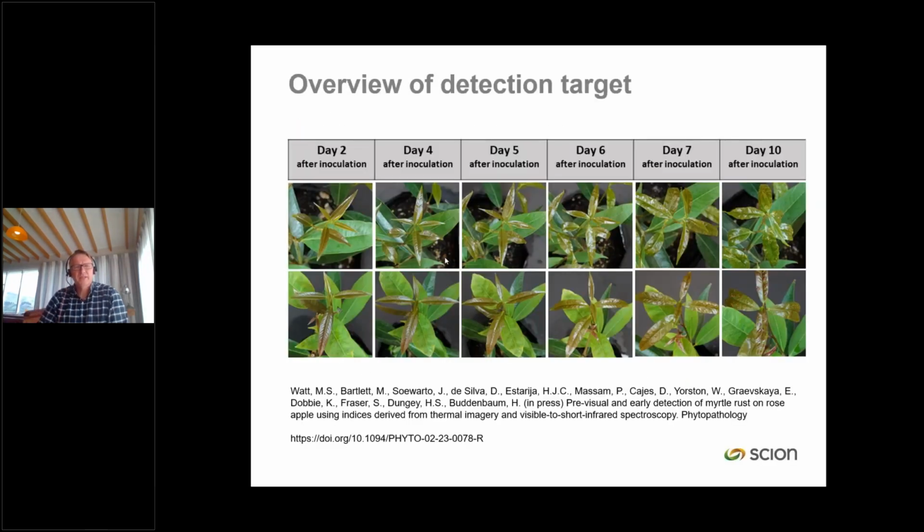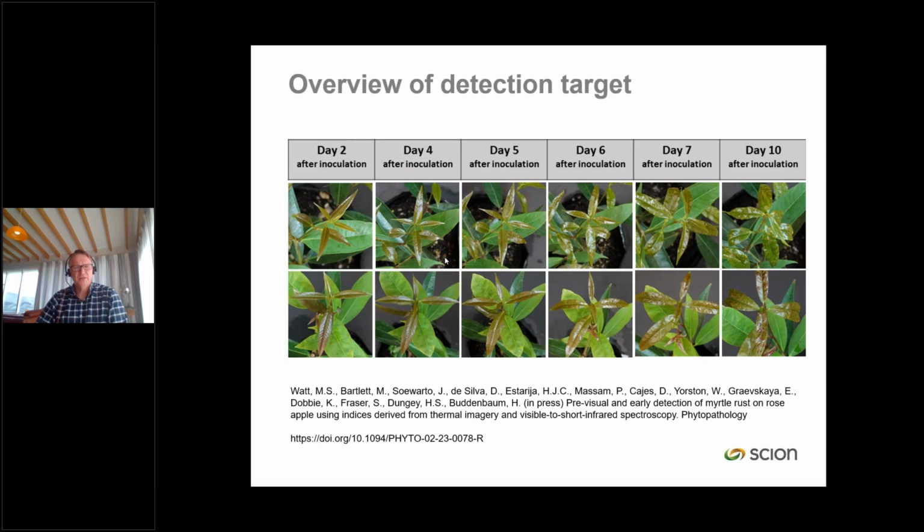So just by way of overview of the detection target, the detection target itself was rose apple, and we chose this target because it's an easy to infect species with myrtle rust. And you're looking at here 2 infected plants. These were actually the worst affected plants over the period of the study, going from 2 days after inoculation through to 10 days after inoculation.